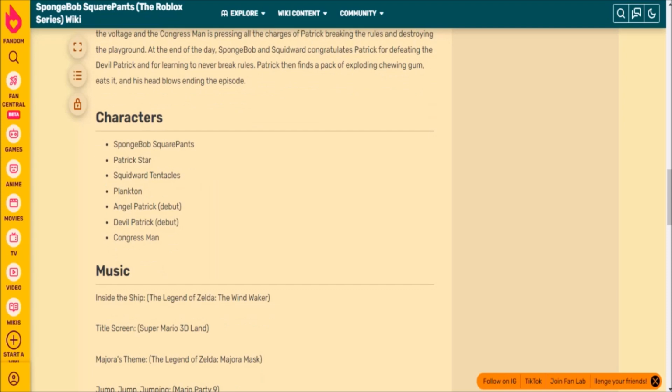Sorry for my reading being all over the place, you guys. I apologize for that. The characters: SpongeBob, Patrick, Squidward, Plankton, Angel Patrick, Devil Patrick, and Congressman.